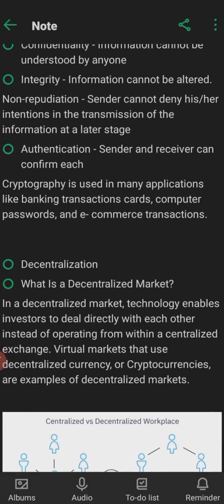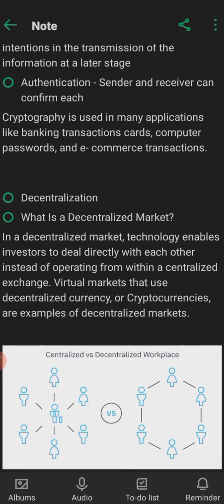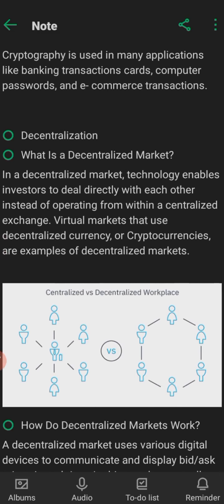Now, let us talk about the fourth aspect of cryptocurrency, decentralization. What is a decentralized market? I think this would be a better way to explain what decentralization is. In a decentralized market, technology enables investors to deal directly with each other instead of operating from within a centralized exchange. Now, virtual markets that use decentralized currency or cryptocurrency are examples of decentralized markets.